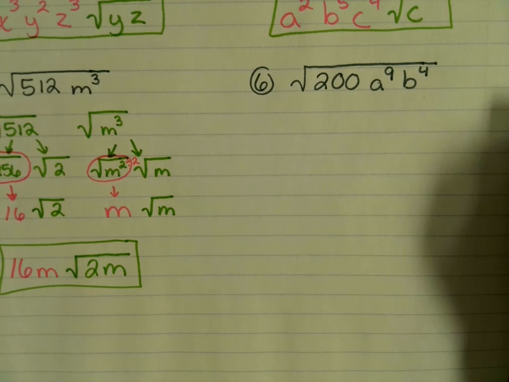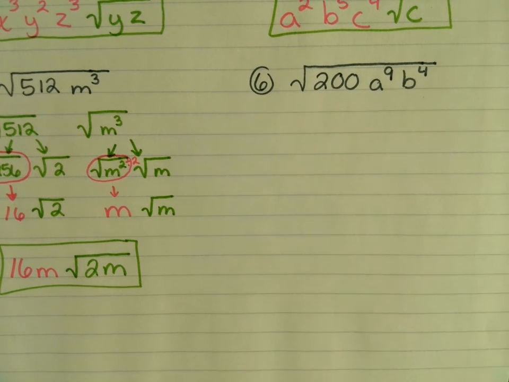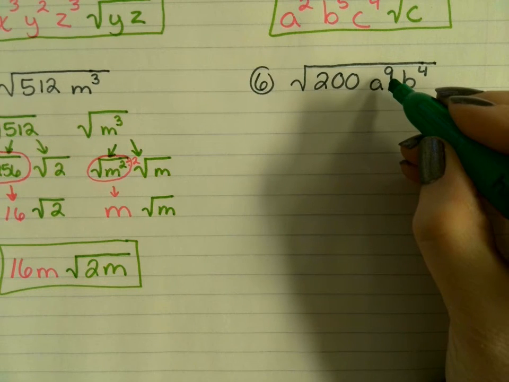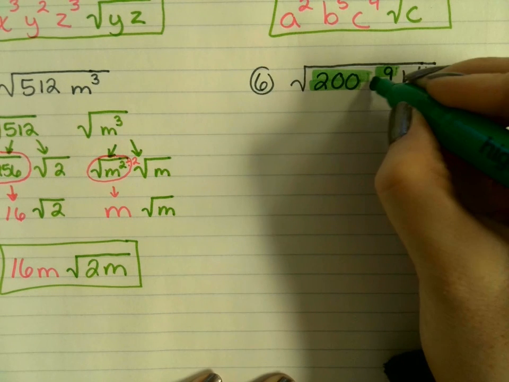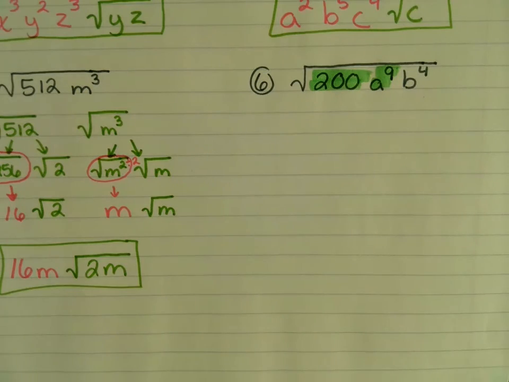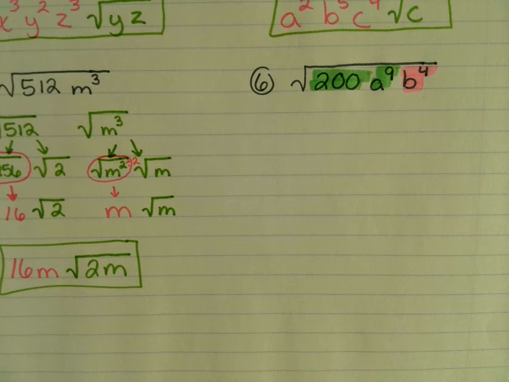All right, so first thing that we need to note is that square root of 200 and the a to the 9th are both non-perfect squares. So I'm going to go ahead and highlight those in the green. B to the 4th is a perfect square. So I'm going to highlight that in my pink because it already is in perfect square mode. Okay, so now I'm going to go ahead and split all of this up.